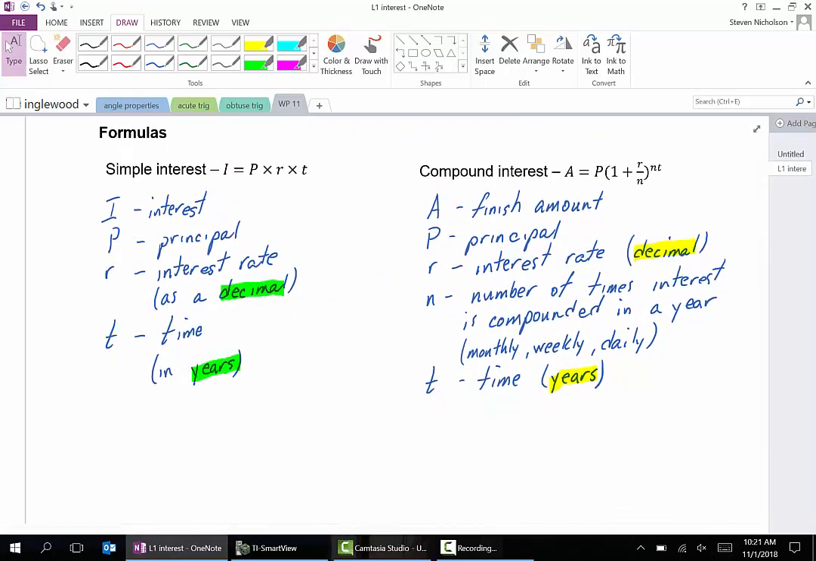So we can pause the video again and copy down these names for the letters in these two formulas. And one of the big ideas of this unit is being able to figure out interest owed.